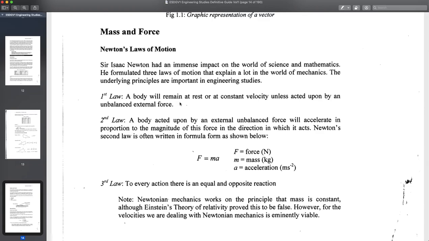Okay, so we've defined what a force is, and we've said it's measured in newtons, and newtons is written with a capital N. It has to be a capital N because it was named after a living person, Isaac Newton.